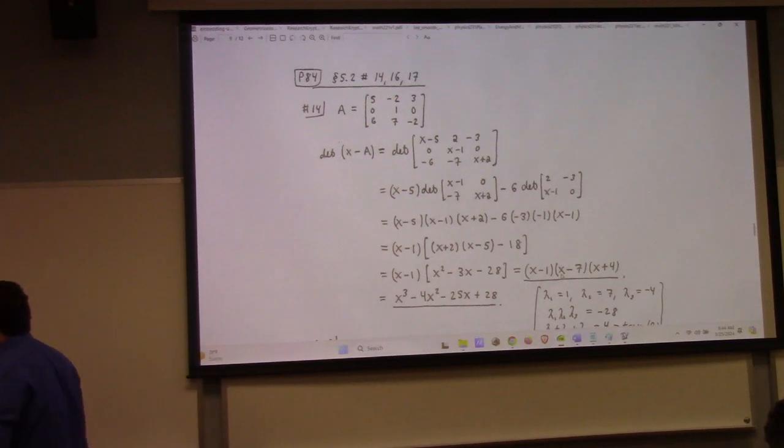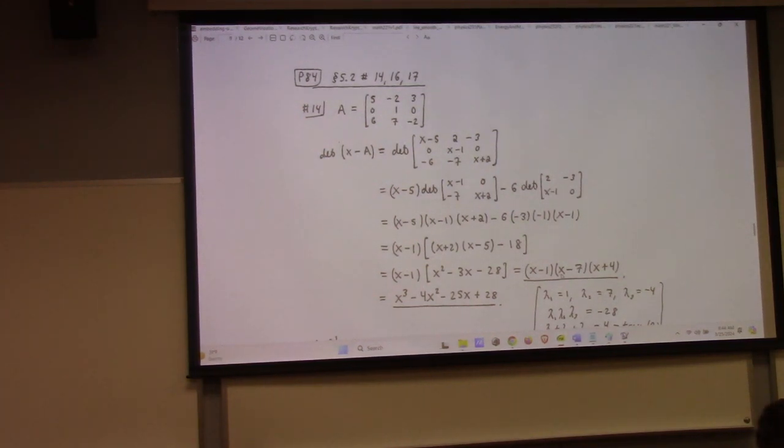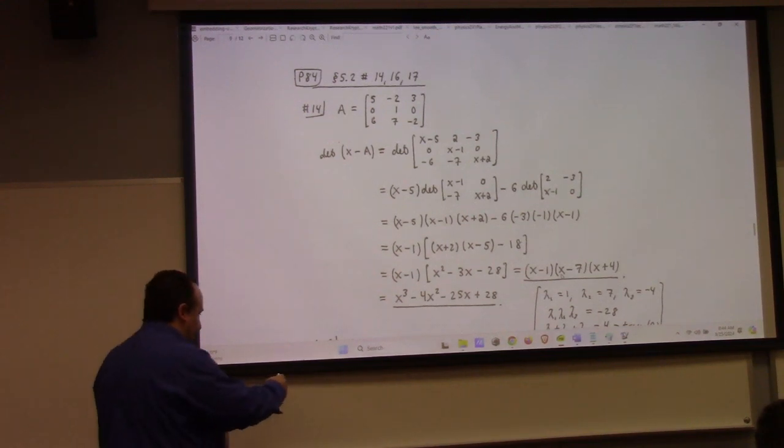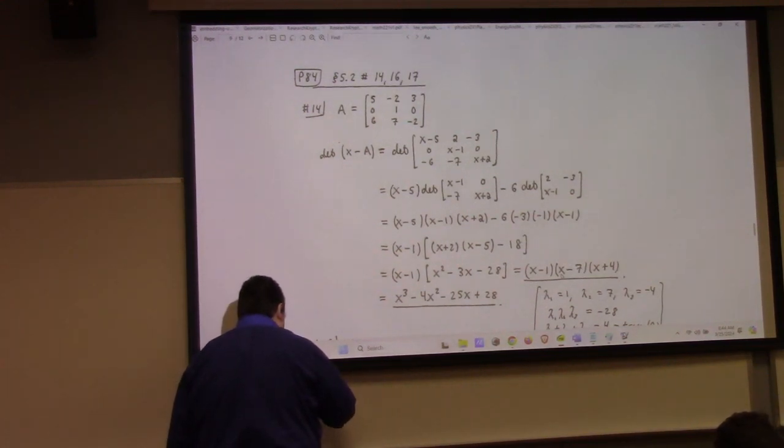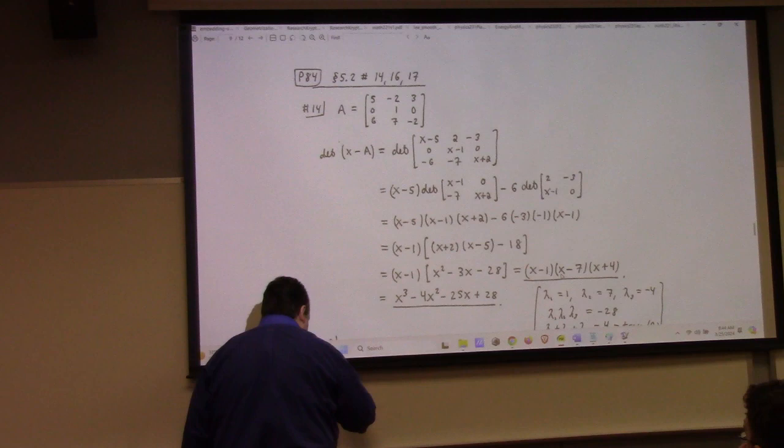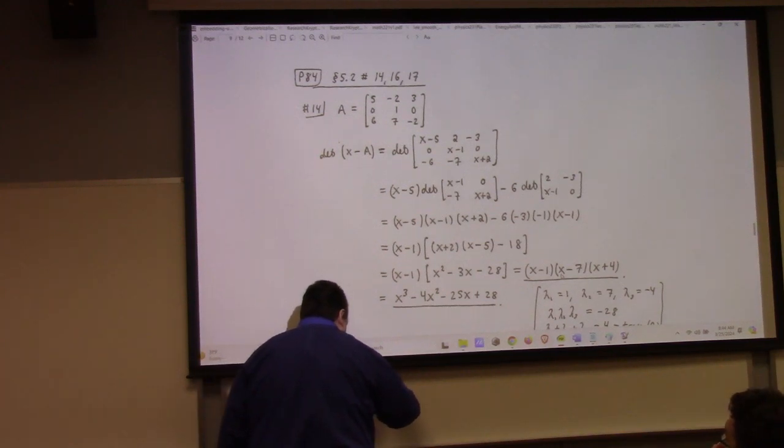Do you guys know about this? I hope you know about this. This is part of what's on the test, right? We haven't tested determinants yet, right? So one of the critical things about the determinant is if the determinant is c times A, it's c to the n times the determinant of A, right?